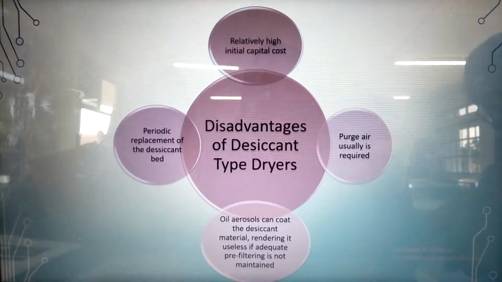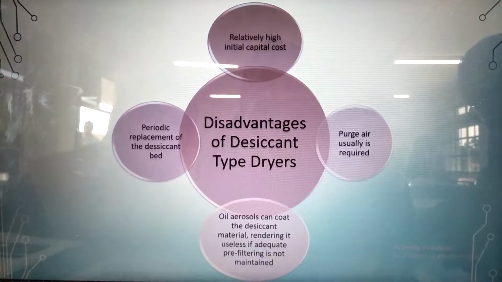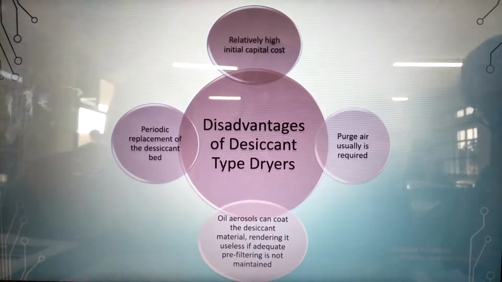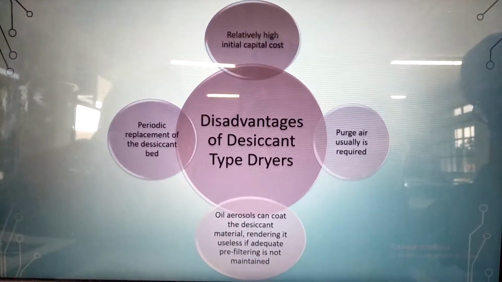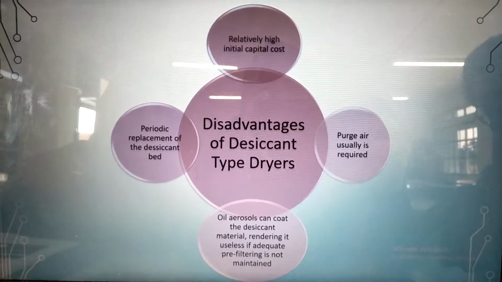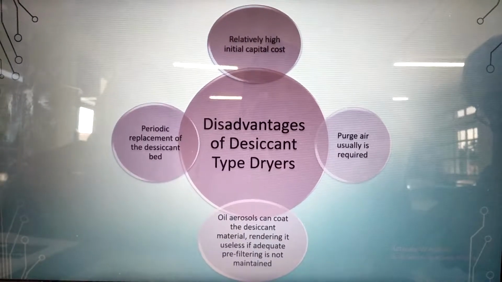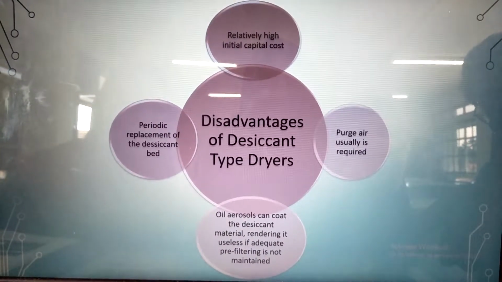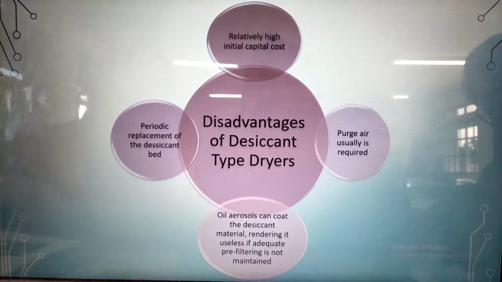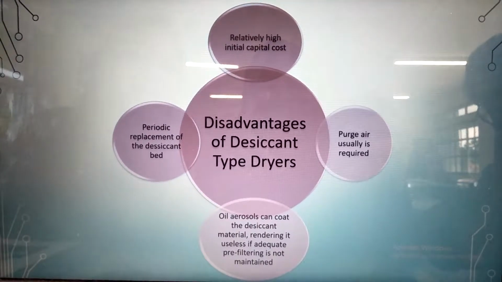Disadvantages of desiccant type dryers. Relatively high initial capital cost. Purge air usually is required. Periodic replacement of the desiccant bed. Oil or salt can coat the desiccant material, rendering it useless if adequate pre-filtering is not maintained.